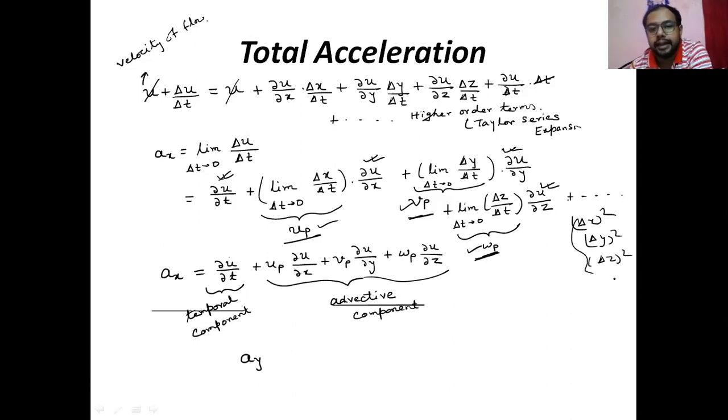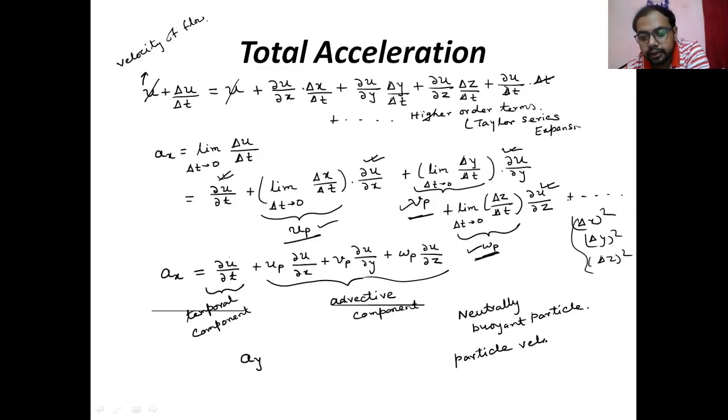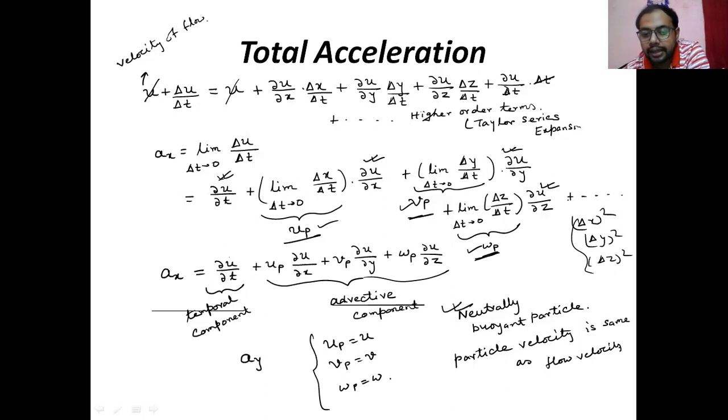Now our consideration here: what assumption will we make first? This assumption is the neutrally buoyant particle. Neutrally buoyant particle means whatever the particle velocity is, the flow velocity is the same. That means the fluid particle velocity is the same as the flow velocity. What does it mean? UP is equal to U, VP is equal to V, and WP is equal to W. So we are choosing a neutrally buoyant particle, and as one more consideration, we already said delta T tends to 0.